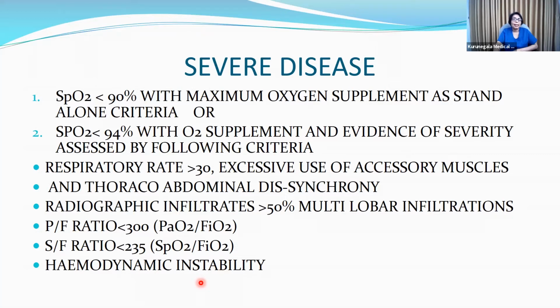CF ratio less than 300. This is the ratio between partial pressure of arterial oxygen over FiO2. SF ratio less than 235. That is the ratio between oxygen saturation to fraction of inspiratory oxygen. And if the patient is having hemodynamic instability, he is categorized as severe disease. This group also needs oxygen supplementation.